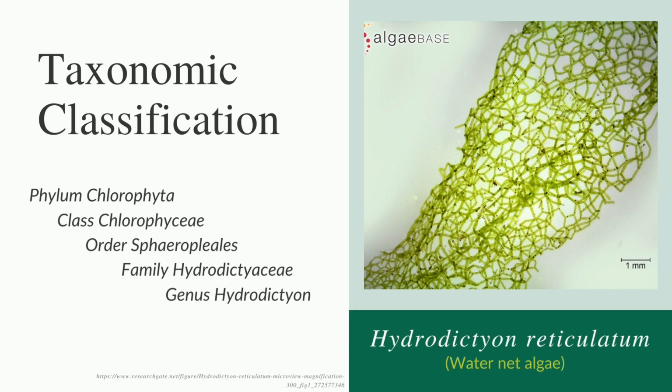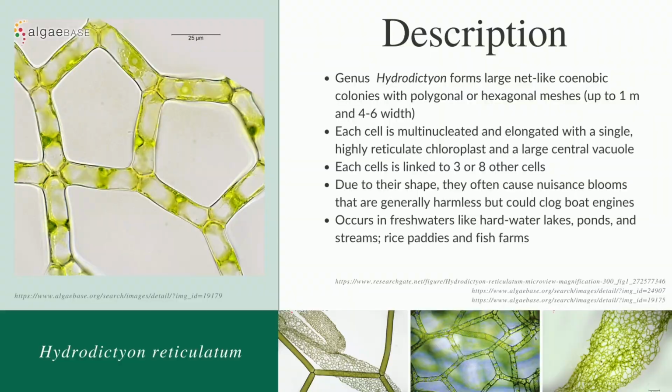Next is Hydrodictyon reticulatum from family Hydrodictyaceae. It is also known as the water net algae. Genus Hydrodictyon forms large net-like coenobic colonies.